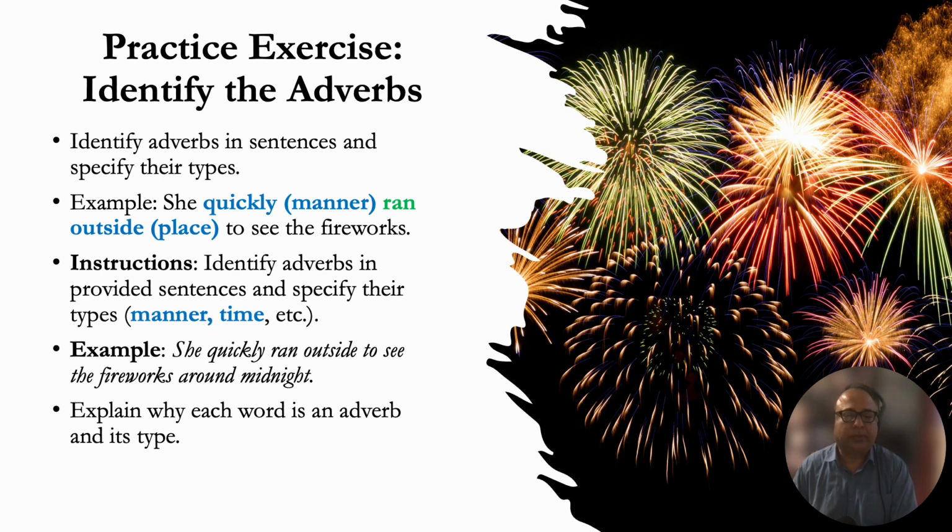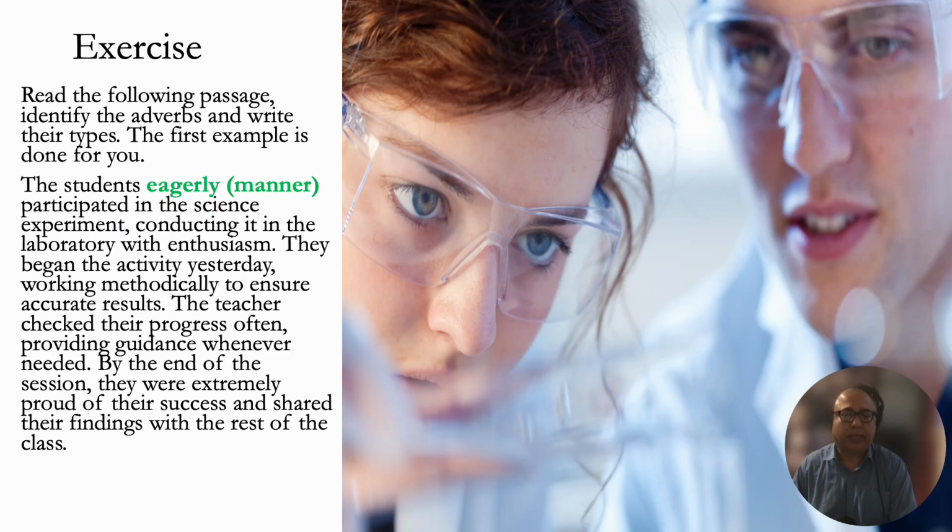I need you to read the sentence carefully, identify the adverbs, and in parentheses write the type of adverb they are. Okay? All right. So I'm going to leave you with this exercise now. Read the following passage. See if you can identify all of the adverbs and write their type next to it, just as I have done. The students eagerly participate in the science experiment. So eagerly, there is an adverb. What kind of adverb is it? It's a manner adverb. All right? So take some time, do this exercise carefully, read the passage carefully once, maybe twice, and then complete the exercise.